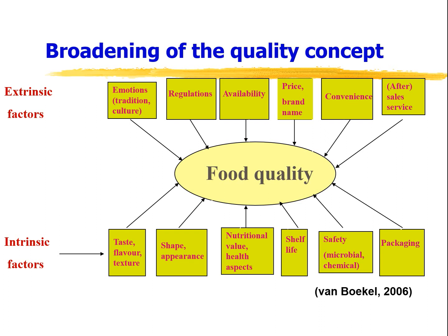And in broad terms, the quality concept can be understood through a flow sheet, which is very important and was introduced by Van Bokel in 2006. In this sheet, food quality has been divided into two different factors. One is extrinsic factors and the other one is intrinsic factors. Extrinsic factors are those factors which are outside the product but are very important.